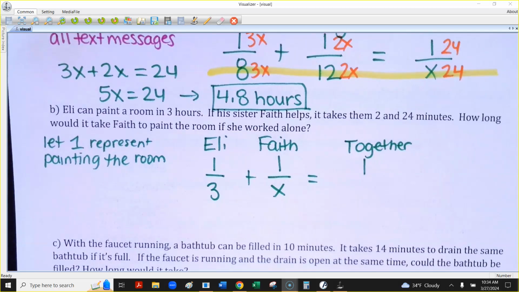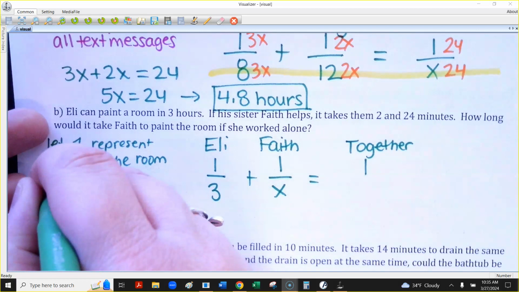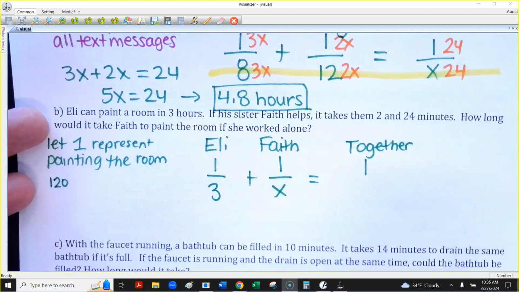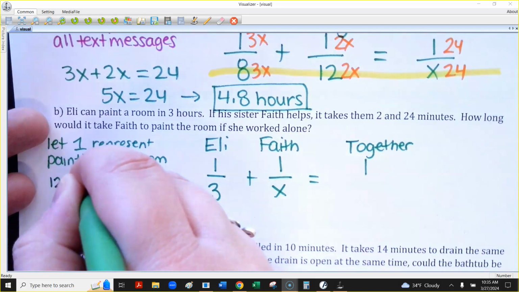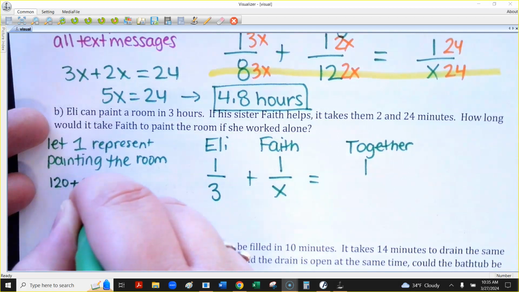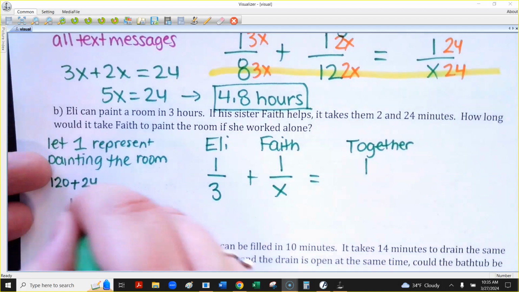How could you figure out what that would be in hours? Like 2 hours and 24 minutes. How could I write that in hours? What do you think? Convert it to minutes and divide it by 60. Okay, how would you convert it to minutes? Well, 60 times 2 is 120. Right. Plus 24. So 120 would be 2 hours, plus 24, so we'd have 144, and then you want to divide that by 60, because there's 60 minutes in an hour.